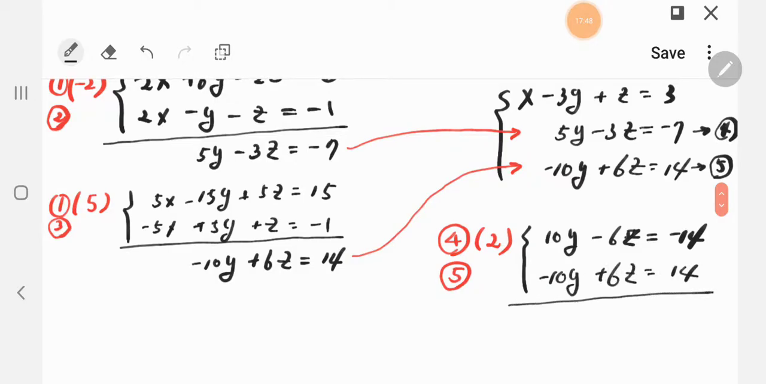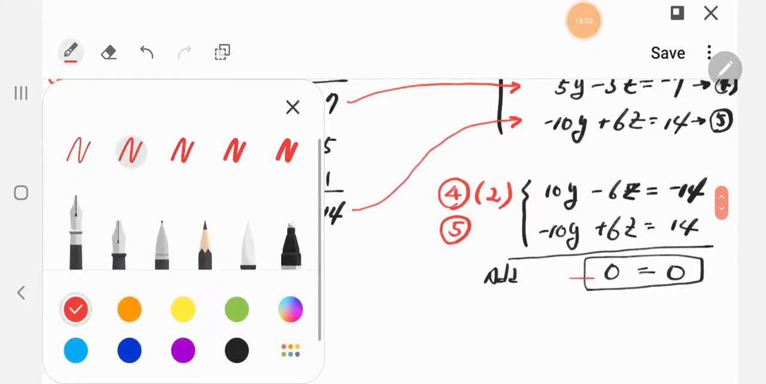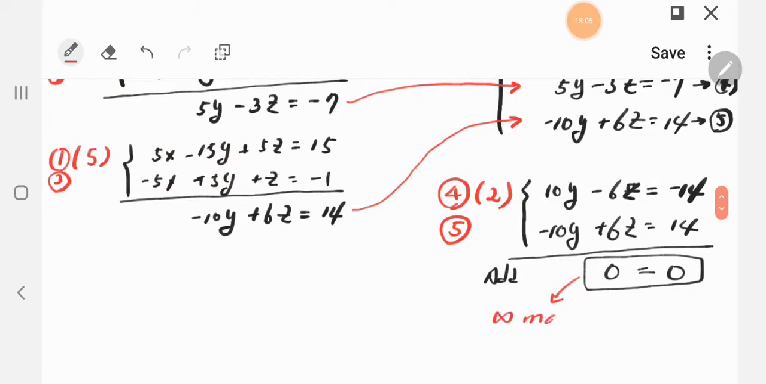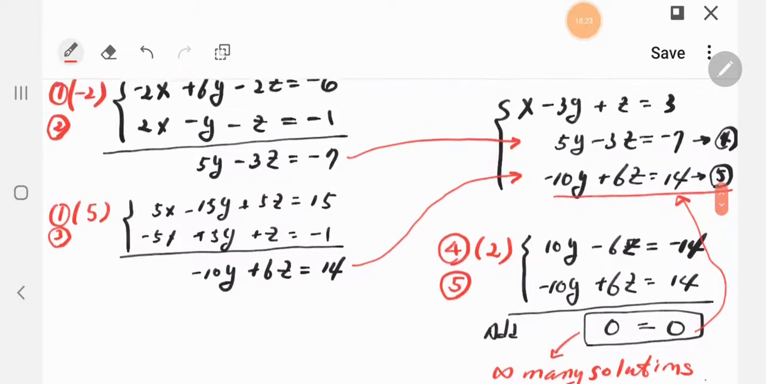Look at this. When we add these two, what happens? The left side of the equation is all zeros. The right side is also 0. If we have an equation that is true, then what's our conclusion? This means there are infinitely many solutions, right? So you can replace the equation 5 with 0 equals 0. So you can replace this one with what? 0 equals 0. So let me rewrite the equation.